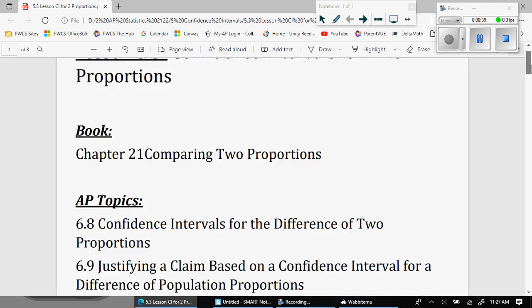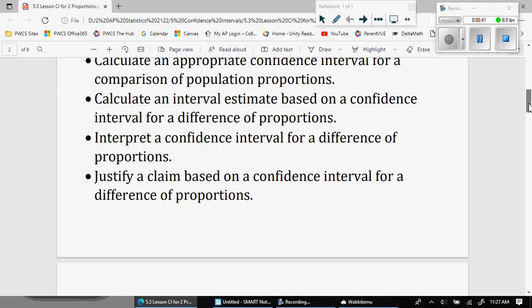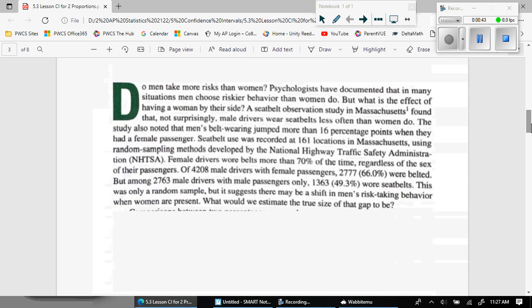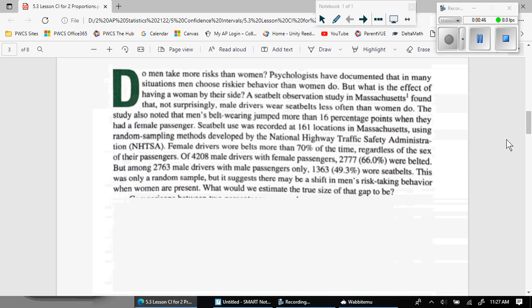All your learning targets information about the unit is there on Canvas for you. I want you to pause and take a minute to read this, and then press play and continue.